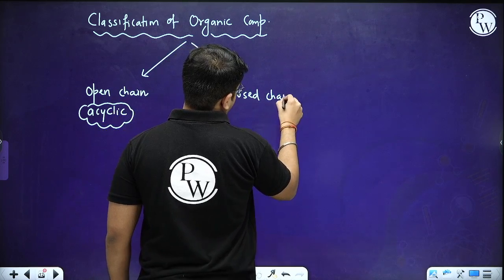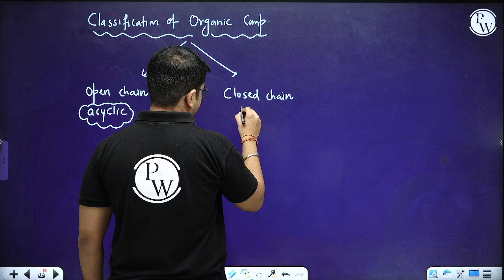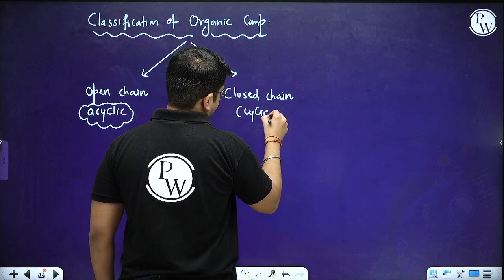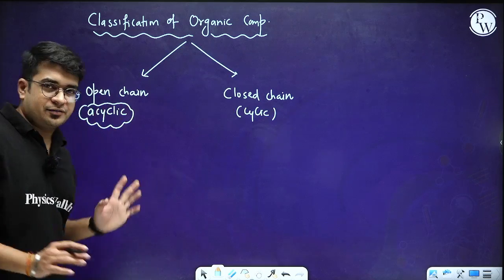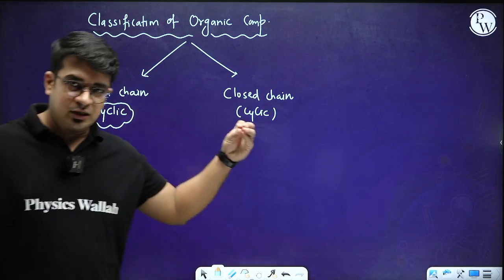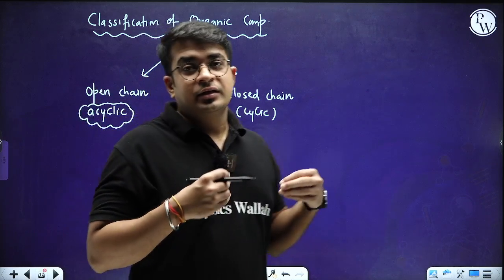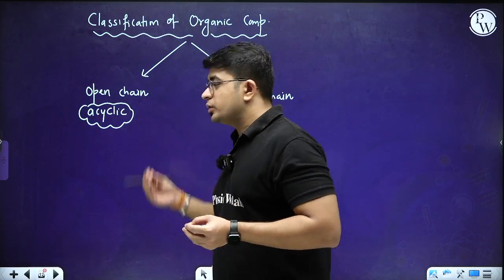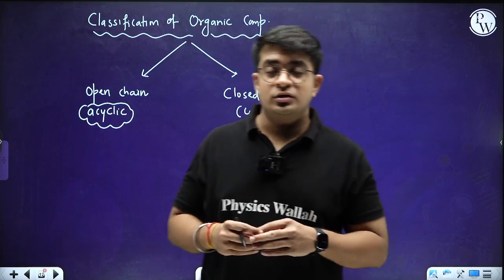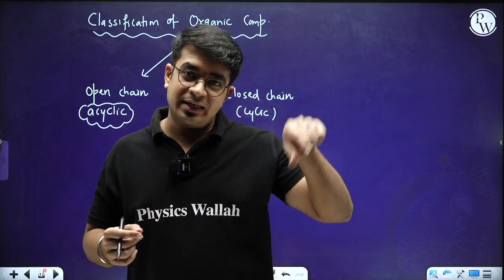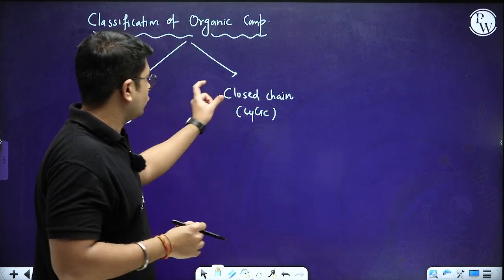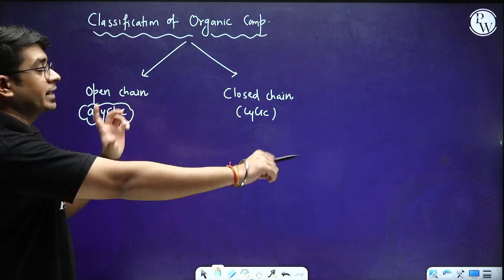Second portion in that case will be closed chain, also known as cyclic organic compounds. Name itself says that if we have the open structure, then definitely these will be acyclic compounds, also known as open chain organic compounds. If the two ends are going to meet themselves and form a cyclic ring, then definitely we are talking about closed chain or cyclic compounds.